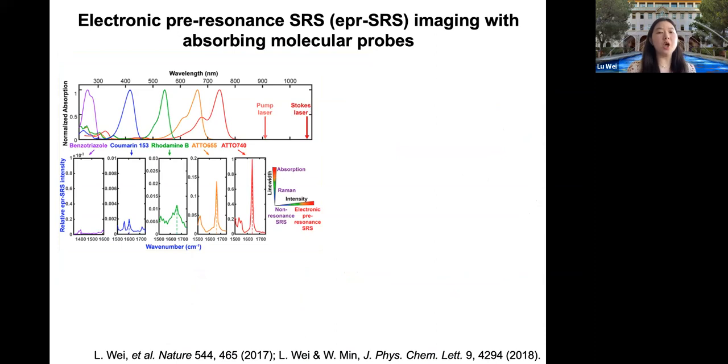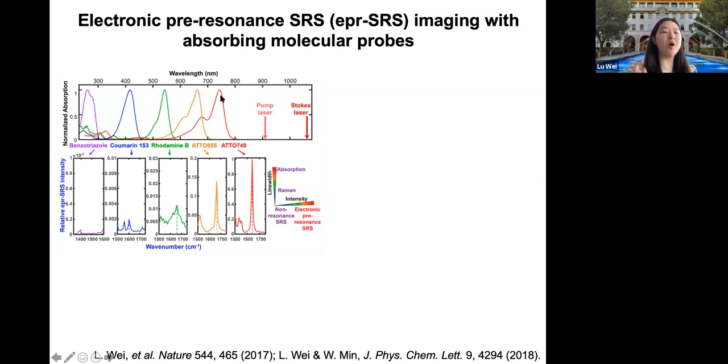So in this approach, we propose to use red absorbing molecules as our effective Raman probes. Because when you have absorption closer to our near infrared laser, which is around 1 micron, and more compatible for deep tissue and also live cell imaging, then bringing the electronic energy closer to our pump and Stokes laser energy would invoke this pre-resonance Raman effect.